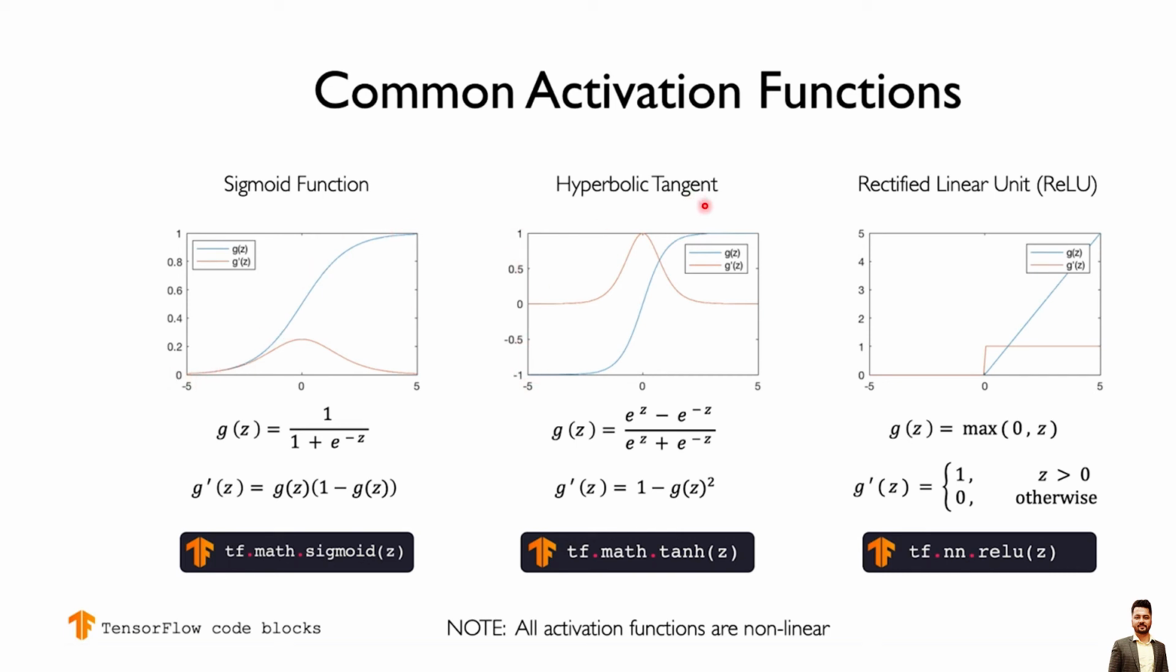Similarly, hyperbolic tangent, the tanh function, has the range of -1 to 1, and this g dash z, the differentiation, is something like this. You can see this yellowish or orangish line. So this is the differentiation. This is how the formulas look.